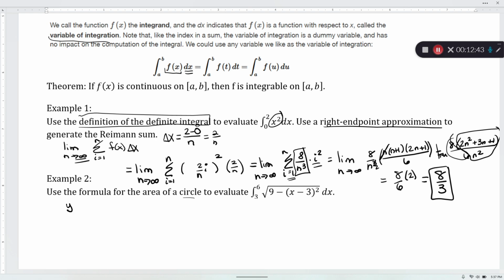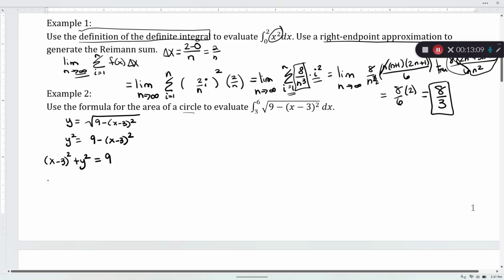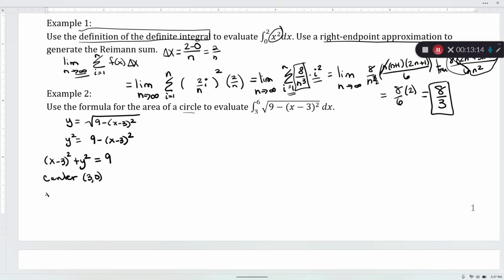The function is y equals the square root of 9 minus (x minus 3) squared. Square both sides. I'm going to add the x quantity piece to the other side, so it would be a positive (x minus 3) squared plus y squared equals 9 over here. Well, this is a circle. Hopefully you recognize it now as a circle with a center at (3, 0) and a radius of 3.